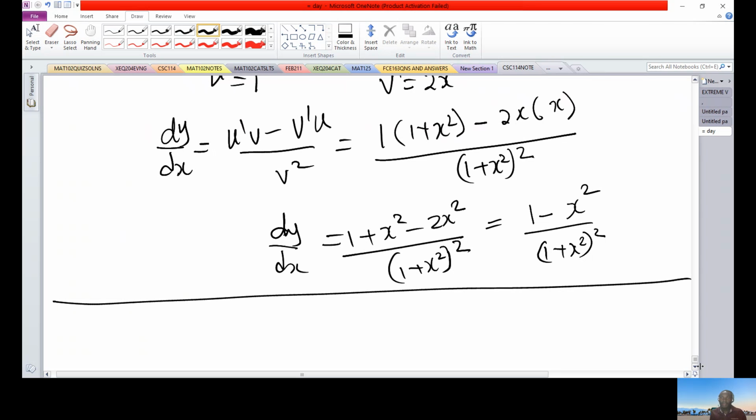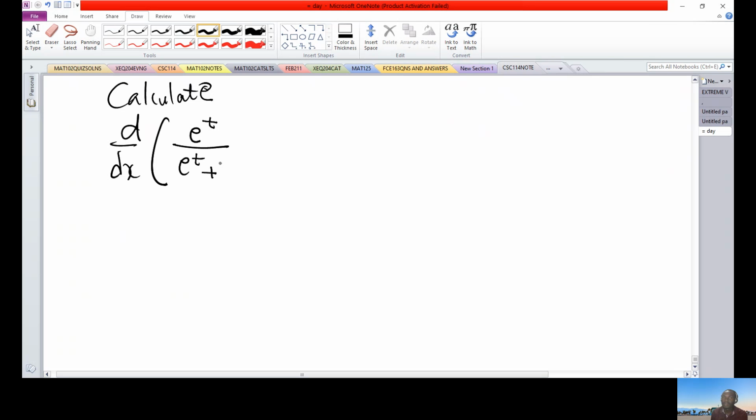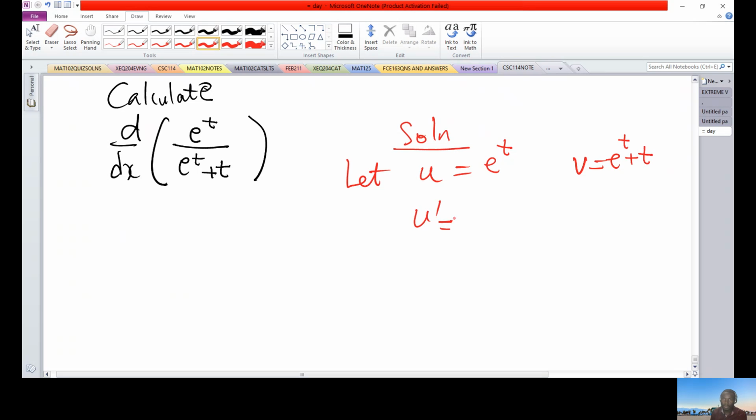And then another example. Evaluate d/dx of e^t over (e^t + t). So, solution. We let u be e^t and v be e^t + t. So u', remember we are differentiating with respect to t, will be e^t. v' will be e^t + 1.